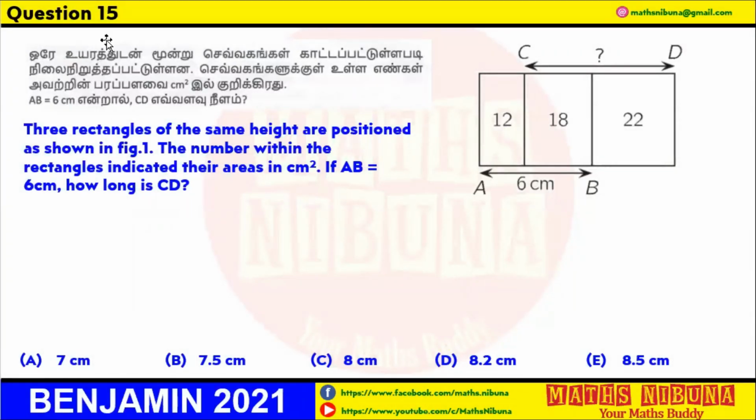Okay, question 15. 3 rectangles of the same height are positioned as shown in figure 1. The number within each rectangle indicates the area. The area of this rectangle is 12, this is 18, and this is 22. If AB equals 6, how long is CD? They ask you to find this CD.